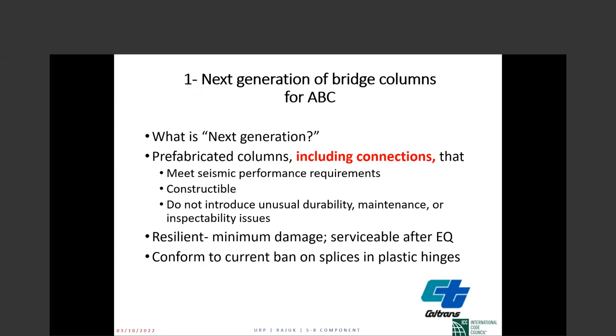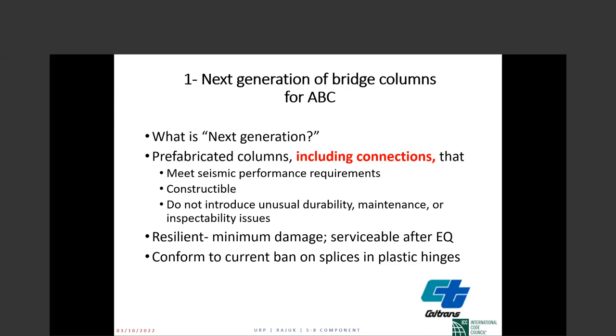Let me start with the next generation of bridge columns for ABC. Now, one of the obvious questions is, what is next generation? What do we mean by that? Here we're talking about prefabricated columns, precast columns, including the type of connections that will be connecting this prefabricated column. But the basic requirements are similar to what Professor Itani talked about in his presentation. They have to meet the seismic performance requirements that he talked about. They obviously have to be constructible, something that relatively easily can be built without complications. And also, they should not introduce unusual issues with respect to maintenance and durability and inspectability of bridges.